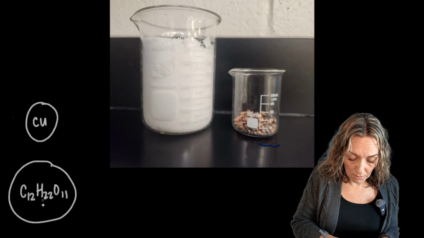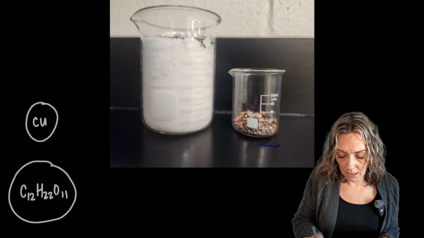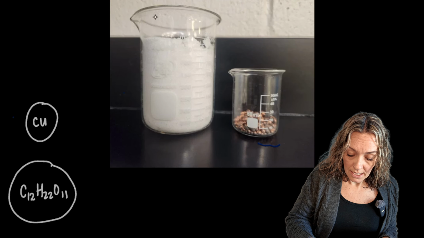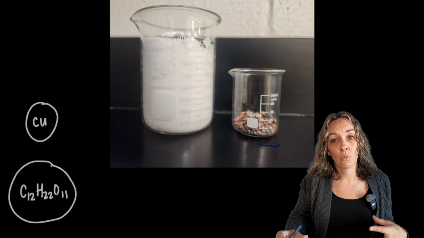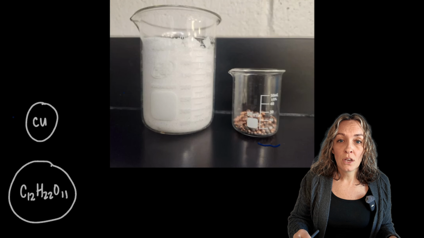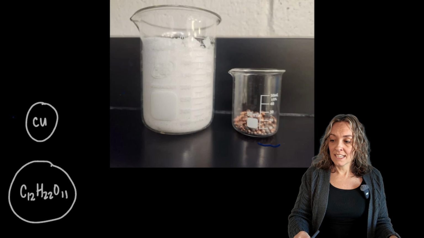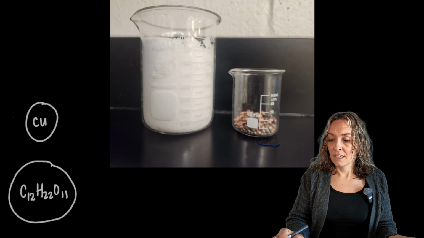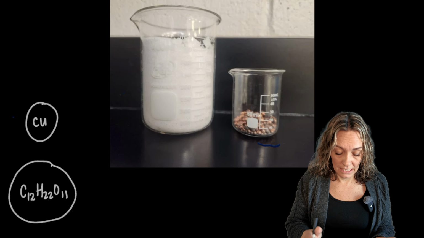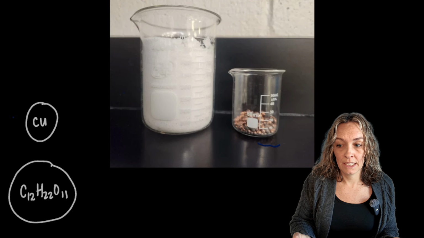So if I have an equal number of both particles, like I do in these beakers, notice that the sugar is going to take up a whole lot more space and it's going to weigh a lot more. So we cannot say that just because we have 12 grams of something, we have an equal number of particles in each. The size of the particle is going to make a difference.